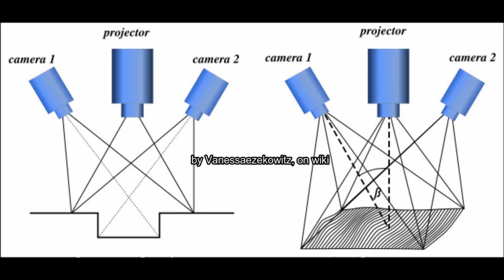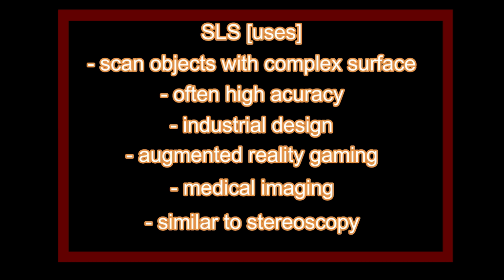Structured light scanner projects a pattern, usually a grid or stripes, onto the object surface, captures the distortion of the pattern to create a 3D model. It's used for scanning objects with complex surfaces, offering high accuracy.